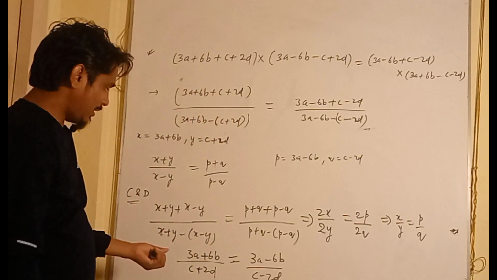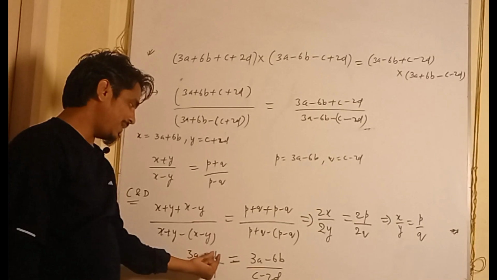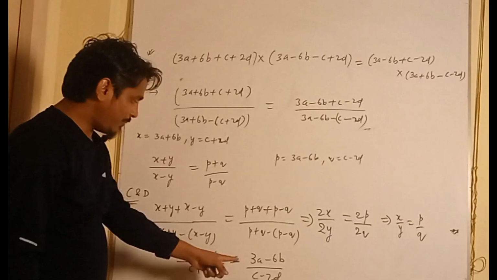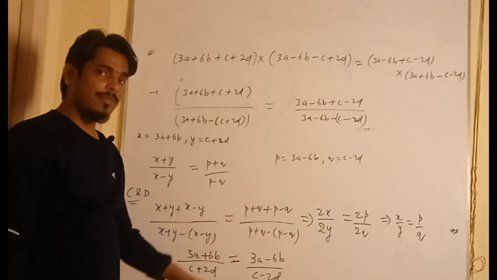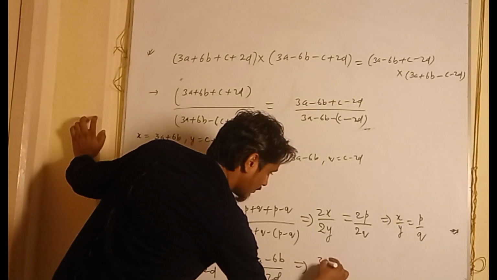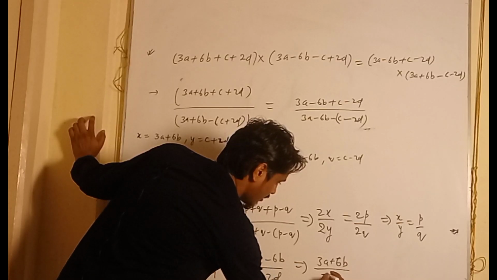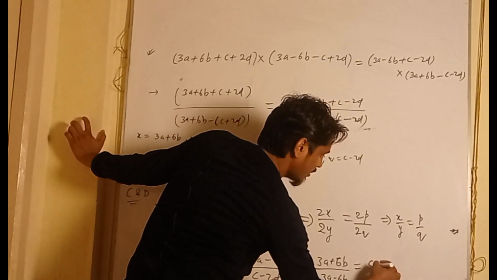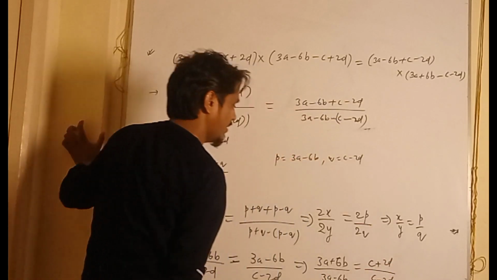Once again, you see over here, if we apply componendo and dividendo, this will become a term in a, b, c and d, so we will be able to simplify it further. So we can bring this 3a minus 6b to the left and this c plus 2d to the right by using alternendo. Then we get (3a plus 6b) over (3a minus 6b) is equal to (c plus 2d) over (c minus 2d).